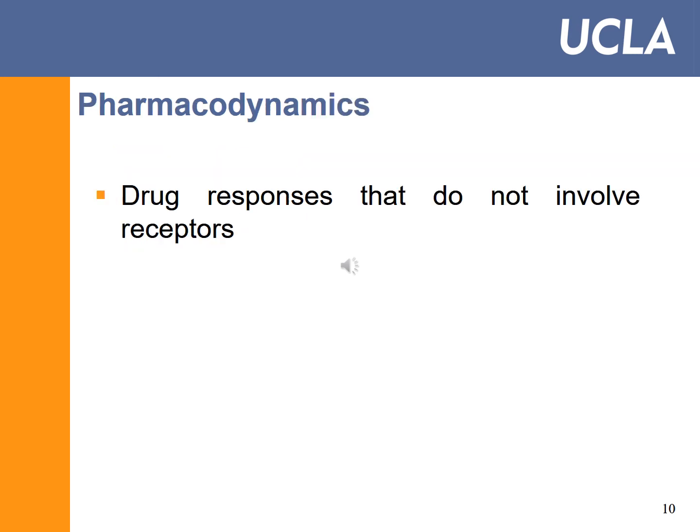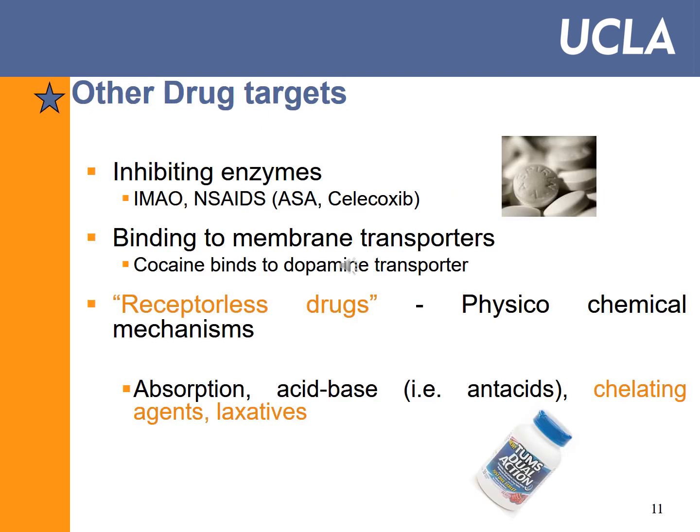So until now, we talked about drug-receptor interaction as the primary way that a drug can exert its action on a cell. Now, there are some drug responses that do not involve receptors, and let me tell you what they are. So what are the other drug targets other than receptors? So first, you can have an inhibition of an enzyme, and that's the case of the NSAIDs and the MAOIs, or the inhibitors of the monoamine oxidase, which are drugs that are used for the treatment of depression. And so the NSAIDs, these are more common. They are your ibuprofen, your aspirin.